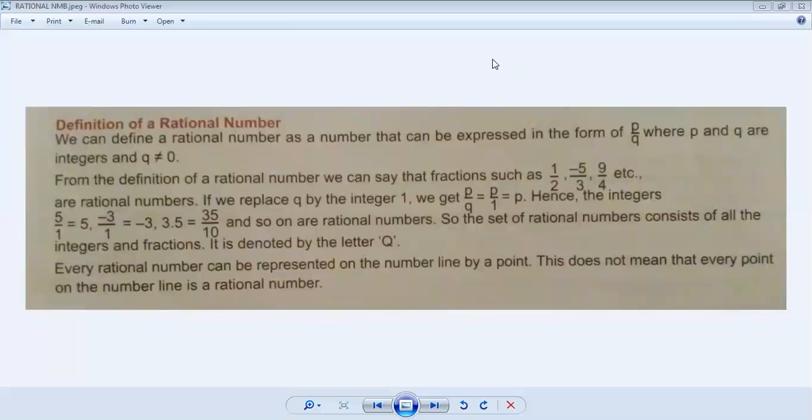Second, I'll share with you the definition of irrational number. One second, I'll have to close this first.